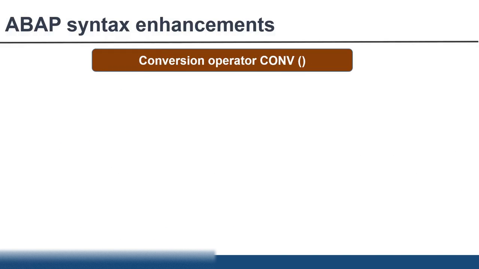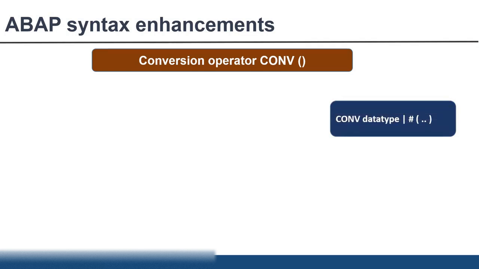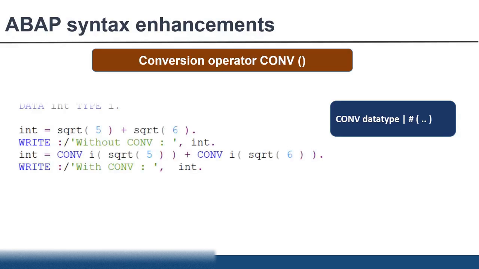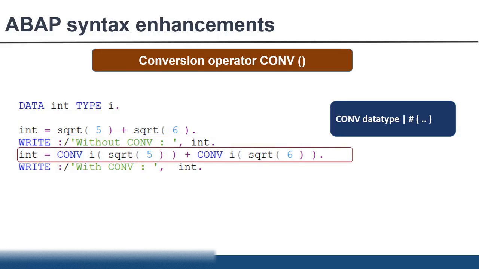Conversion operator. A constructor expression with a conversion operator converts the argument given to the data type specified and creates an appropriate result. Consider the example. Here, two calculations are there and both produce different results. In first case, the calculation type is float and the result is converted to integer. In the second case, conversion operator converts each intermediate result to the calculation type I or integer. Hence, the results will be different for both the calculations.